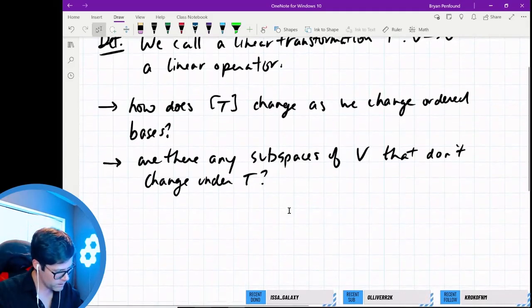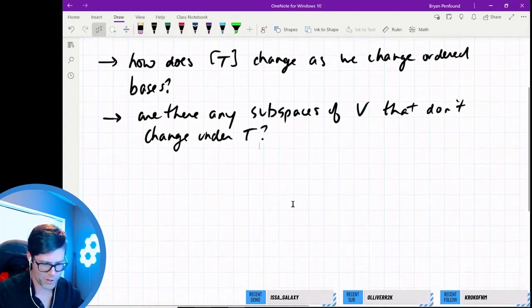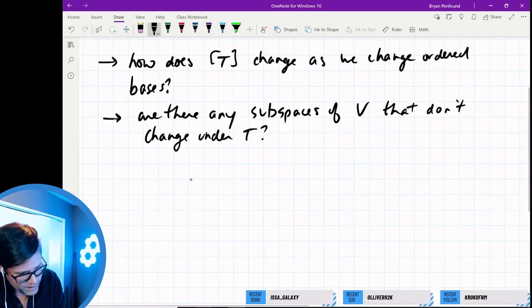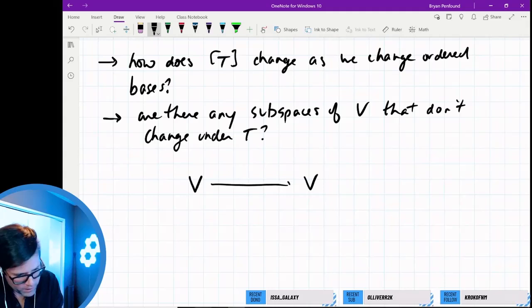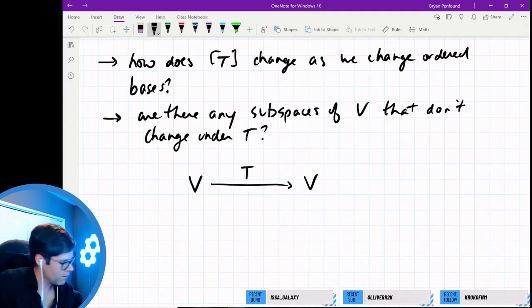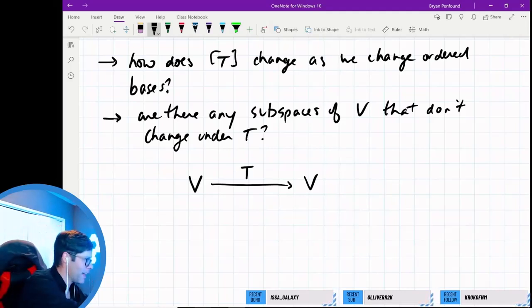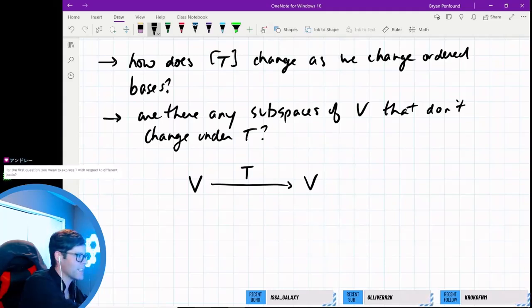So what we're going to do is draw one of Anders' favorite maps. So here's what we have. We have vector space V and vector space V, and we have some kind of linear operator that's mapping V to itself.